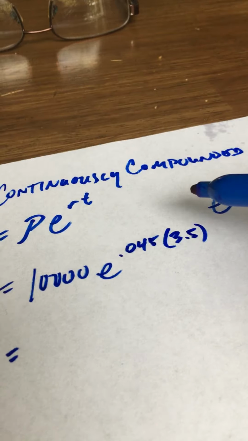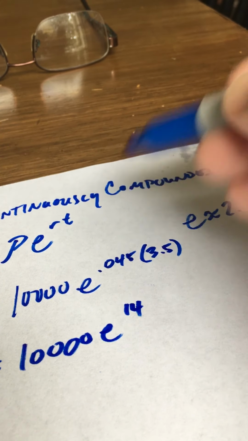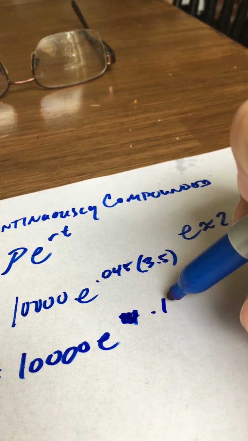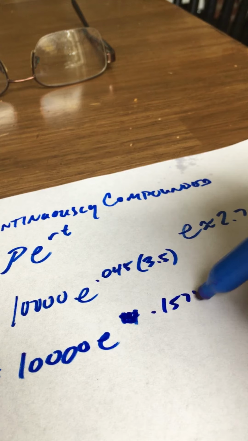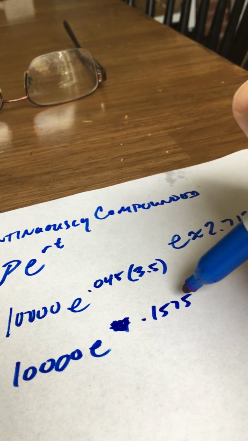Now it's just a calculator exercise where you multiply 0.045 times 3.5, which is 14. No, it's not. I don't know where I got that number. Sorry about that. It's 0.1575 when you type those two numbers together. Then you say e to that power, e to the 0.1575.